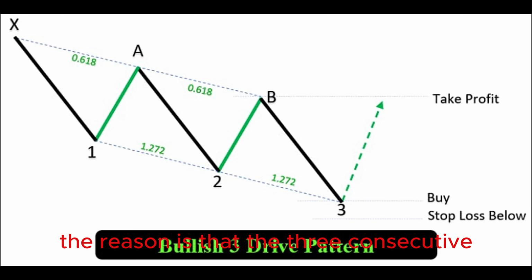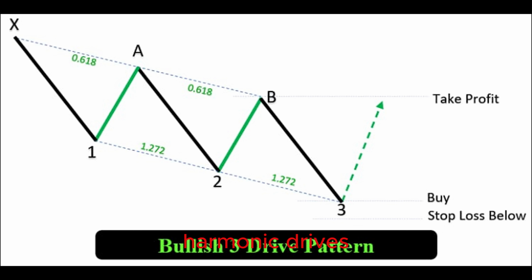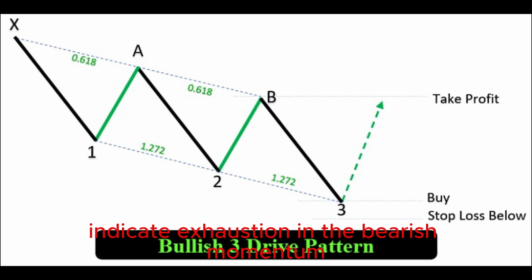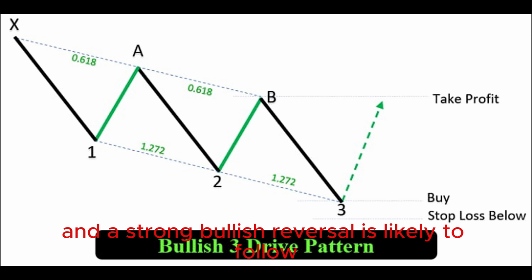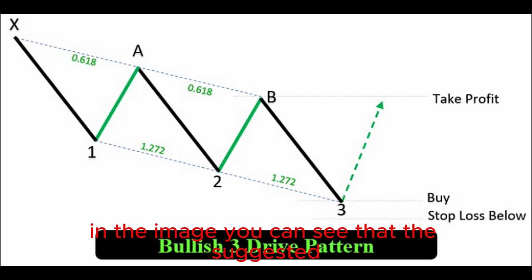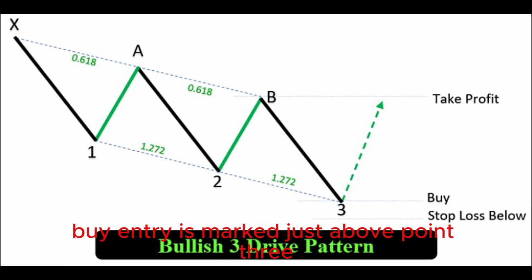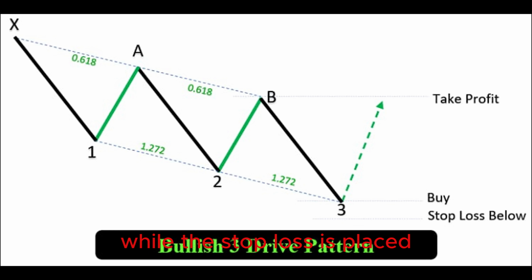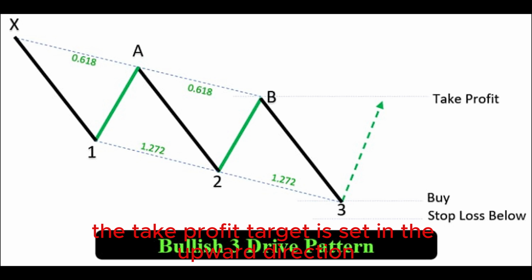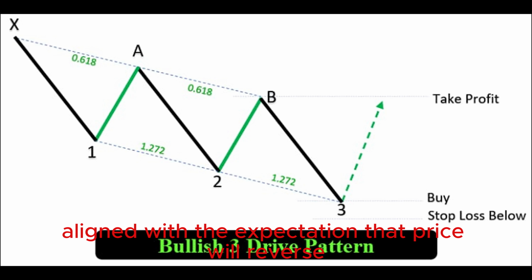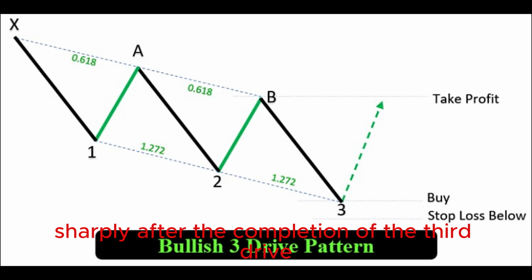The reason is that the 3 consecutive harmonic drives indicate exhaustion in the bearish momentum, and a strong bullish reversal is likely to follow. In the image, you can see that the suggested buy entry is marked just above point 3, while the stop loss is placed slightly below point 3 to protect against any false breakouts. The take-profit target is set in the upward direction, aligned with the expectation that price will reverse sharply after the completion of the third drive.